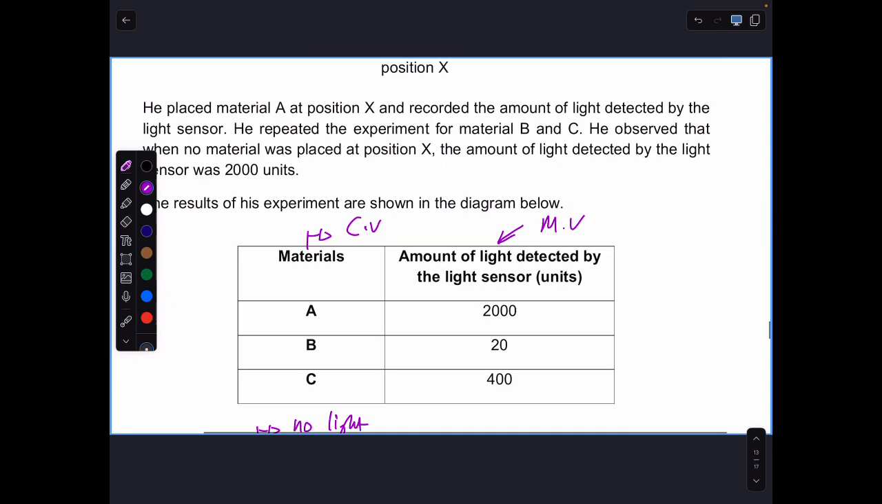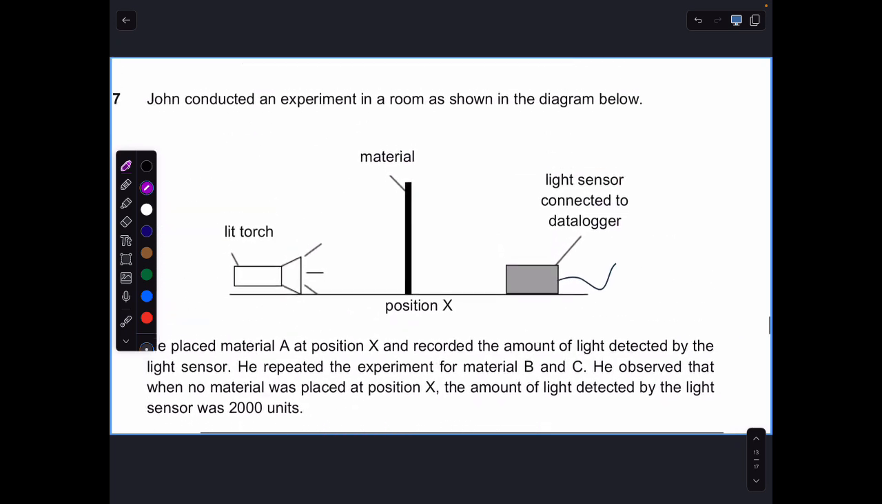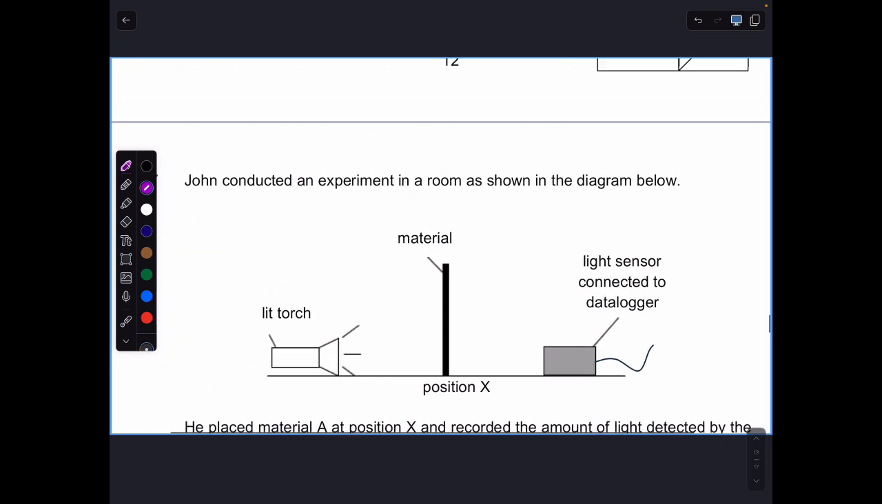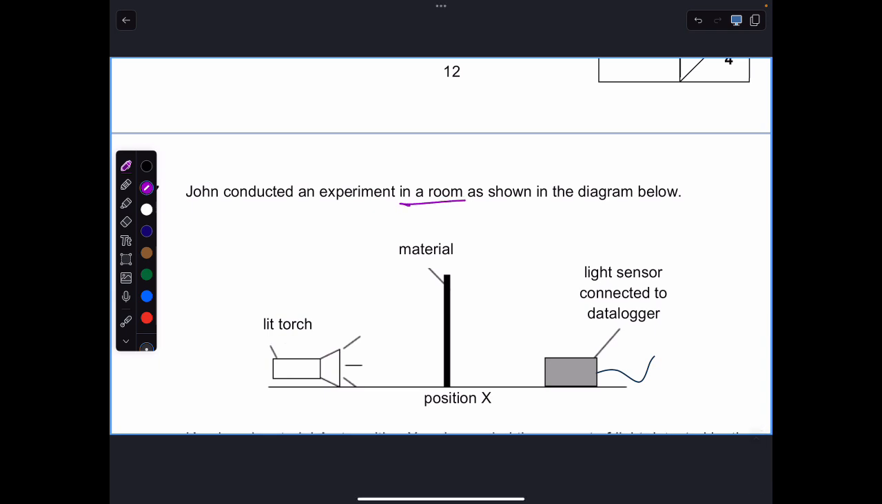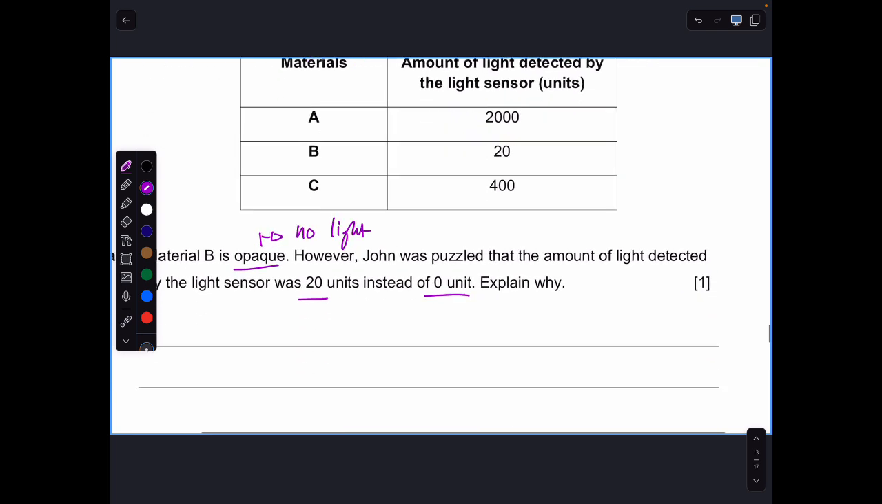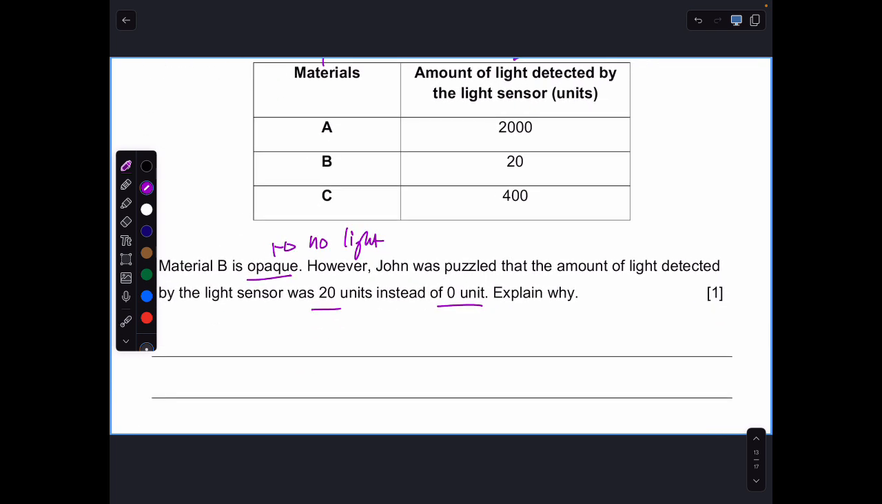So let's look at this. Okay, where did he conduct this? So he conducted it in a room. They never say a dark room. There is no dark room. So the fact there is no dark room tells me that, oh, there are other lights. Okay? And now what is wrong with this question? Or rather, what is the common mistake with this question?